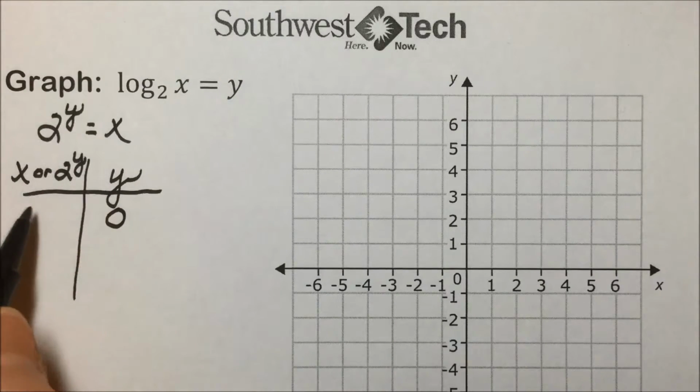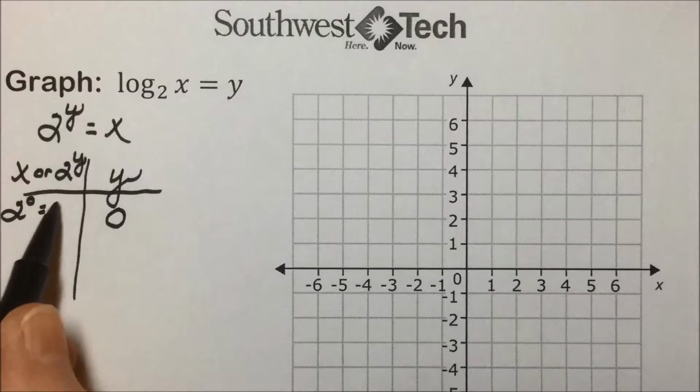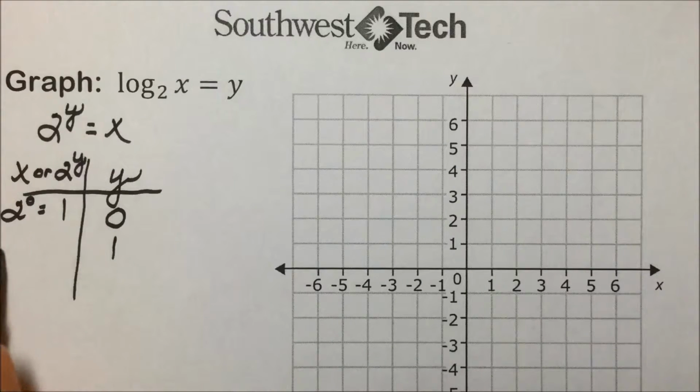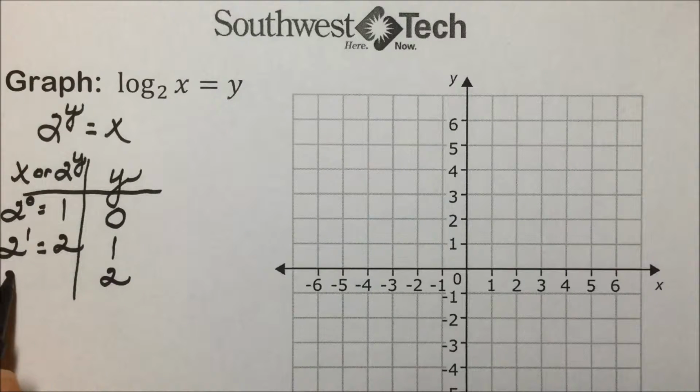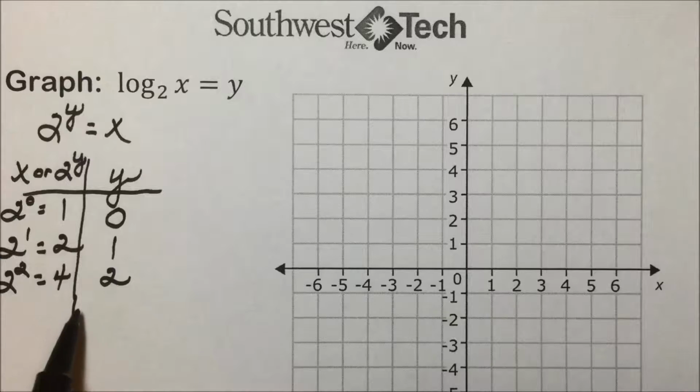To simplify, we have 2 to the 0, which is equal to 1. We put a 1 in. 2 to the first is 2. Let y equal 2, we have 2 to the second is equal to 4. It's going to ever increase as our y values increase. Let's try some negative values.